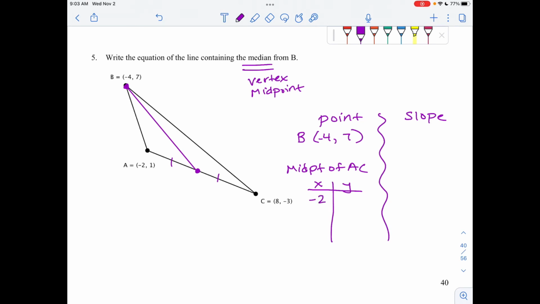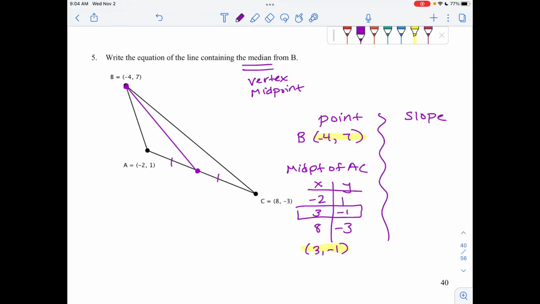So point A is -2, 1. Point C is 8, -3. And I want to find the middle of those. So 3 would be 5 away from -2 and 5 away from 8. And then here we have -1 would be 2 away from 1 and 2 away from -3. So I actually know this second point, 3, -1, is on the line. So I know that there are 2 points on this line that I can find.